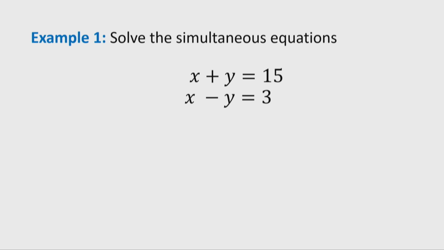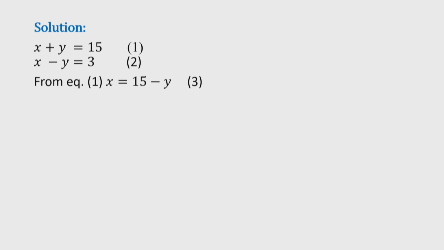So let us start with an example. Solve the simultaneous equations x plus y equal to 15 and x minus y equal to 3. Just as we did in the previous lesson, we will label our equations 1 and 2. Now, if I decide to take equation 1 and make x the subject of formula, I will get x equal to 15 minus y, and I will call it equation 3.